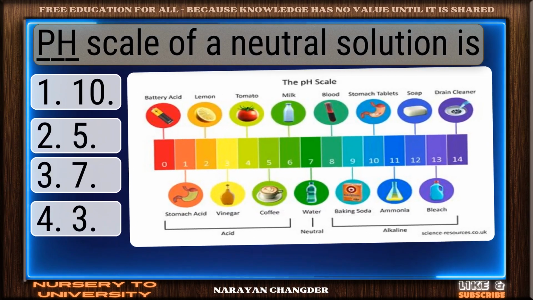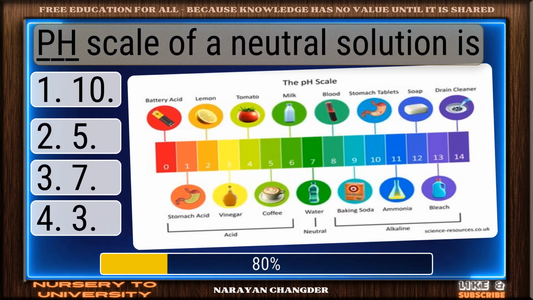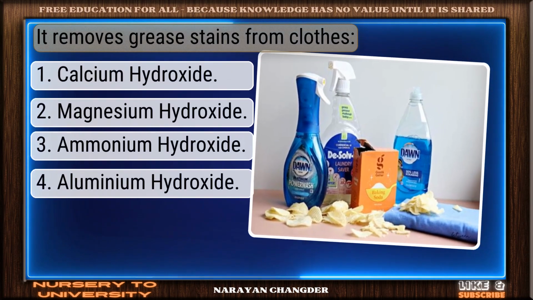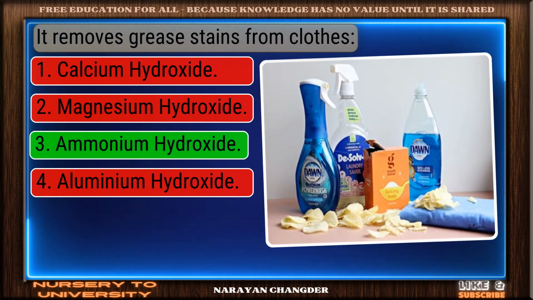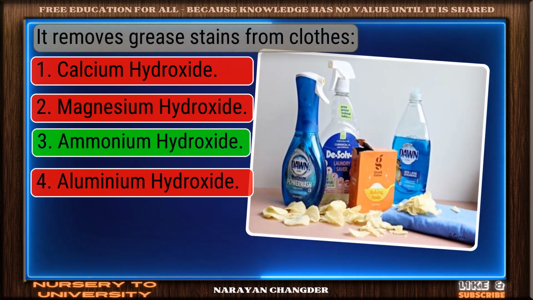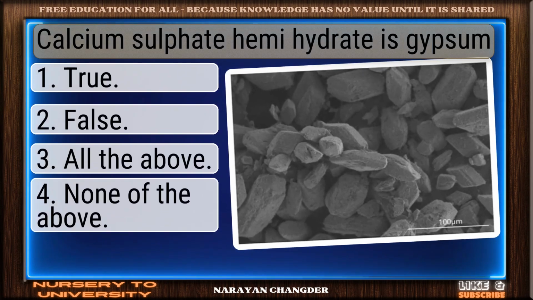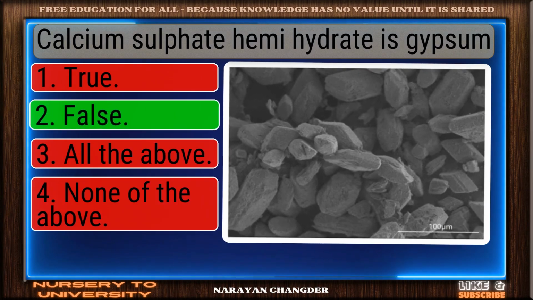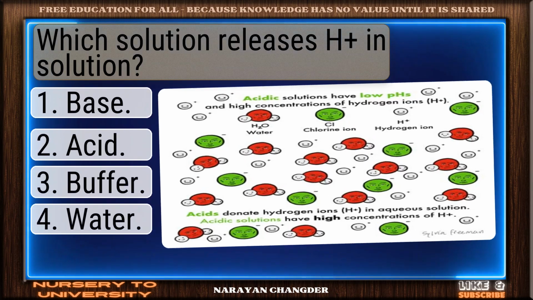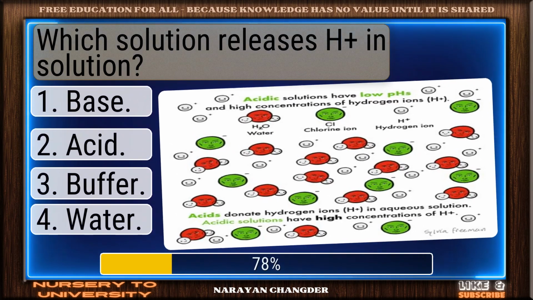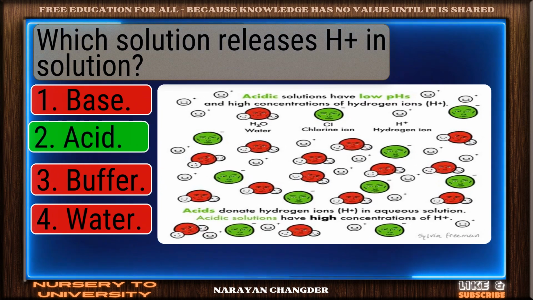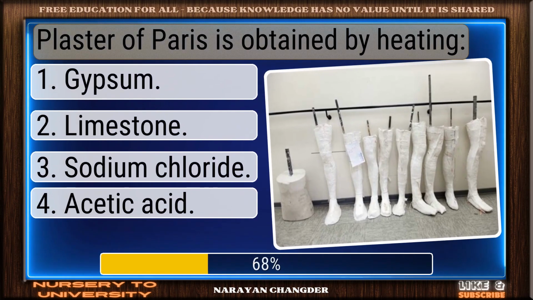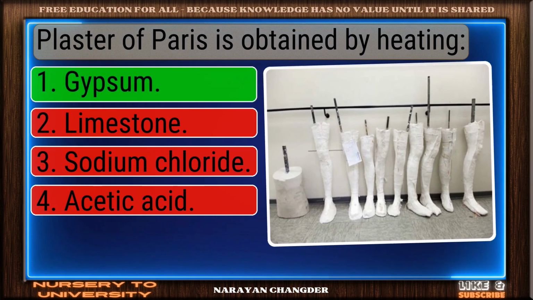The pH of a neutral solution is dash. Right choice. 7 is best. It removes grease stains from clothes. Exactly. Ammonium hydroxide makes sense. Calcium sulfate hemihydrate is gypsum. Sharp thinking. False is right. Which solution releases H+ in solution? You chose acid. Correct. Plaster of Paris is obtained by heating... You got it. Gypsum fits.